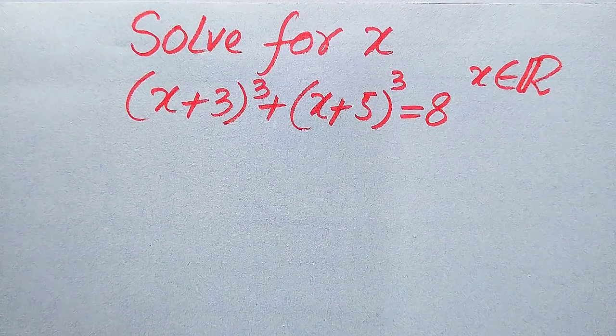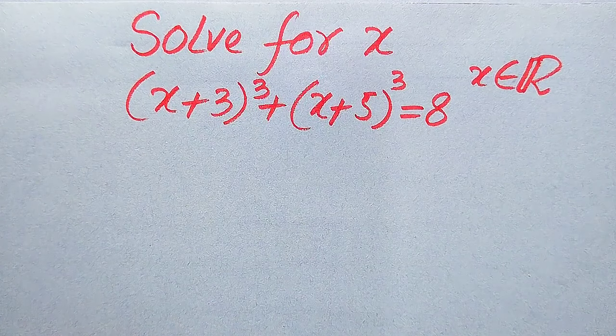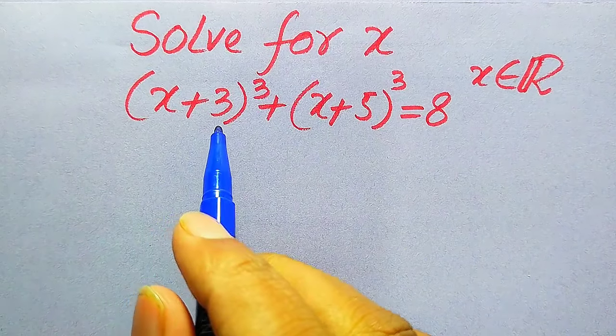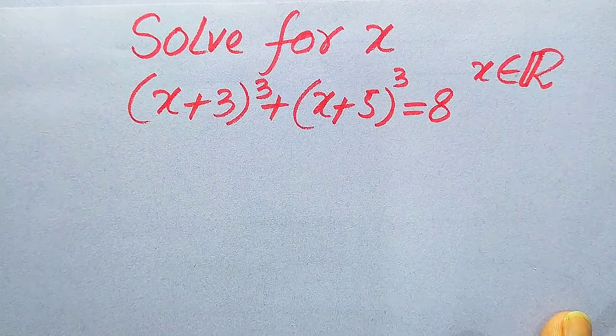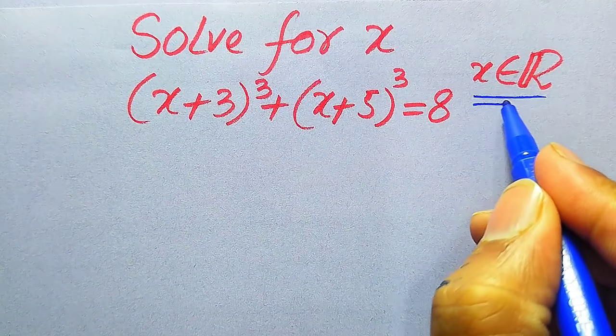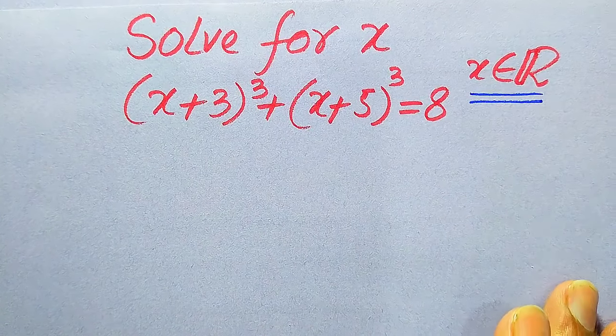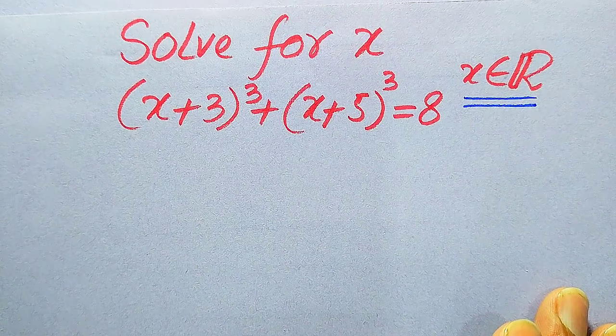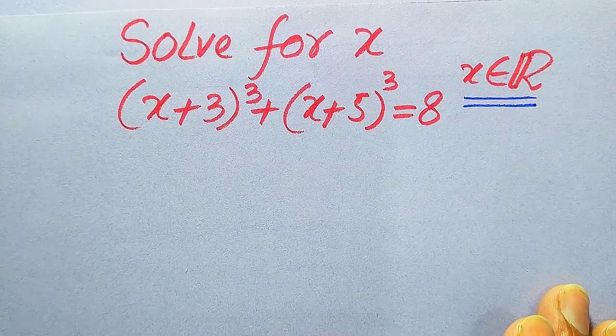Hello everyone, how to solve this problem for the values of x if we have (x + 3)³ + (x + 5)³ = 8, and we solve this problem for the real values of x. So here you remember that we need to find only real roots of this equation, and now we move toward the solution of this problem.